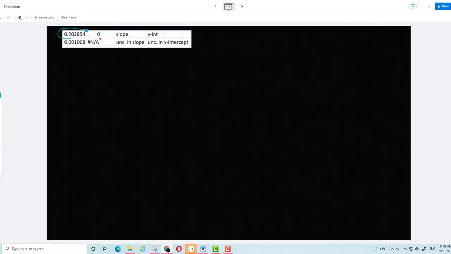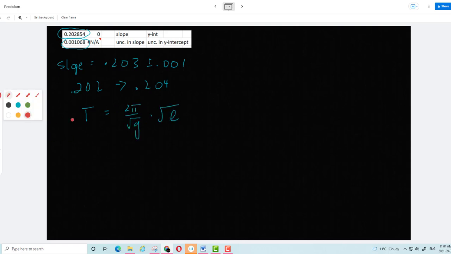Once we've got the slope here and the uncertainty in the slope, our slope is equal to 0.20, rounding up, 0.203 plus or minus 0.001. So the slope ranges anywhere from a minimum value of 0.202 up to a maximum value of 0.204. And we said that the period is given by 2 pi over the square root of g times the square root of L. And this thing here is supposed to equal the slope. So we can set those equal to one another.